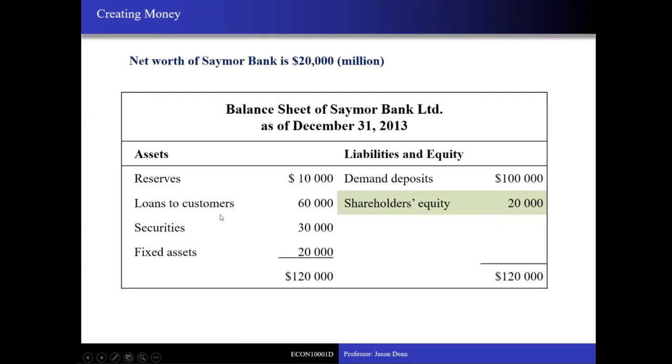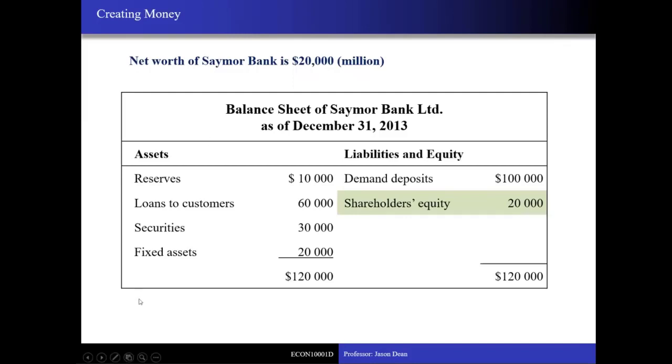Loans to customers. So when it makes a loan to people, it has a claim on them to pay that back. That's an asset. So if money can come to you, that's an asset. And in this example, they've bought some securities and some fixed assets. So they went in and bought some stocks and they bought some bonds. Fixed assets are bonds. So that's their assets.